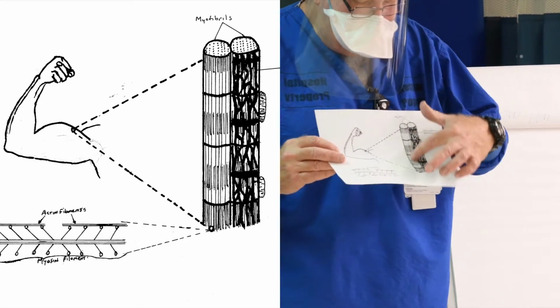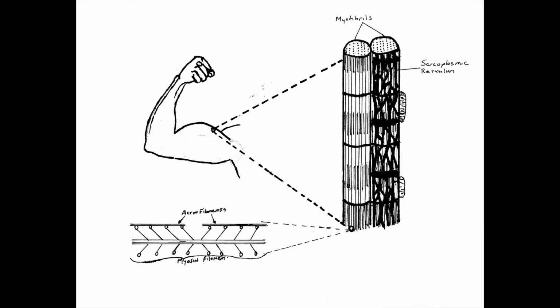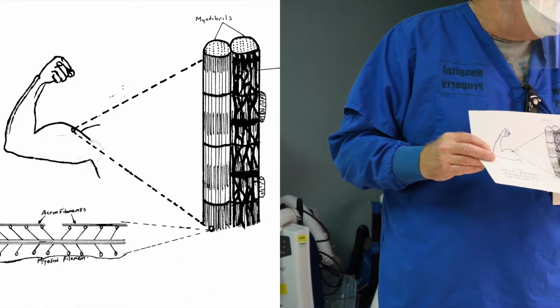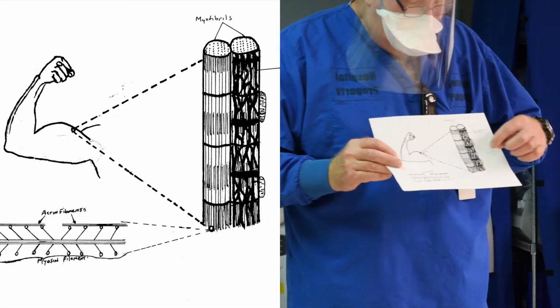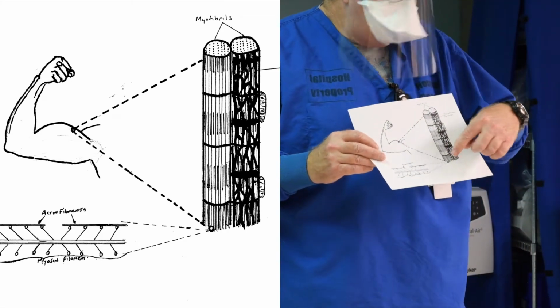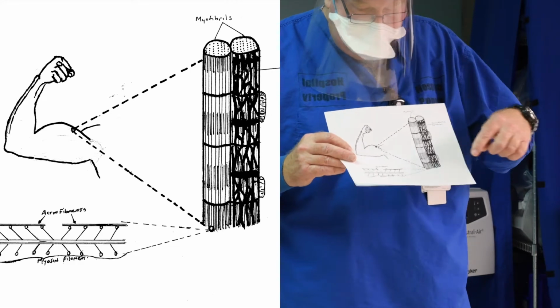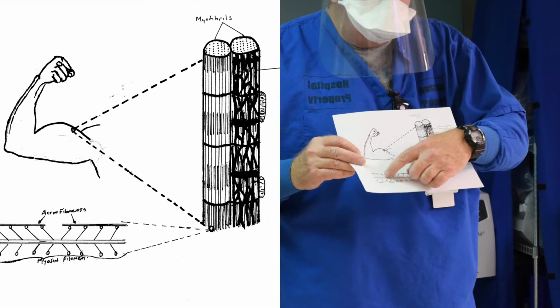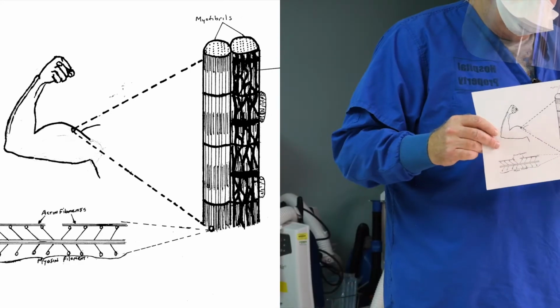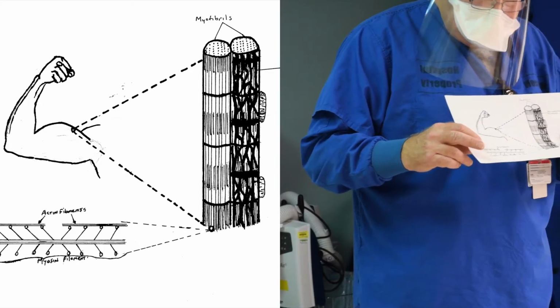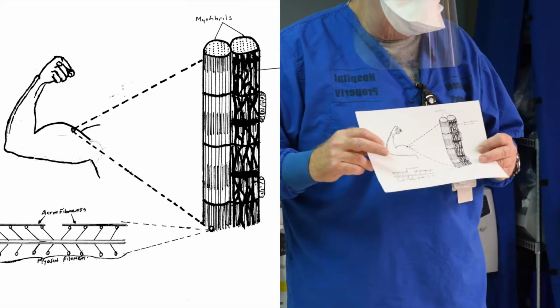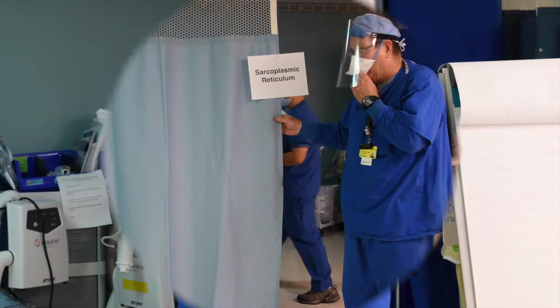And if you notice, each of the myofibrils are covered by a web-like structure called sarcoplasmic reticulum. The sarcoplasmic reticulum contains calcium. We'll talk about that function in a little bit here. If you look at the myofibrils even more closely, you'll see that they are made of actin and myosin components. And those actin and myosin components are activated when calcium gets released from the sarcoplasmic reticulum.